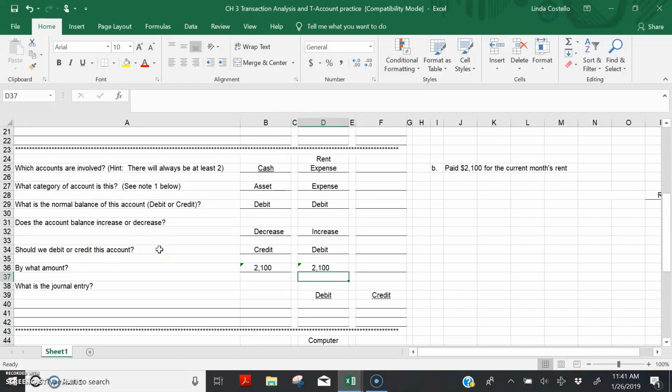Like signs add. Rent expense has a normal debit balance. We want to add to or increase its balance. Therefore, we have to debit the account, debit plus debit, to increase the balance in the rent expense account. So this business transaction tells us that we need to debit rent expense for $2,100 and credit cash for $2,100. Let's post the transactions to the T accounts.